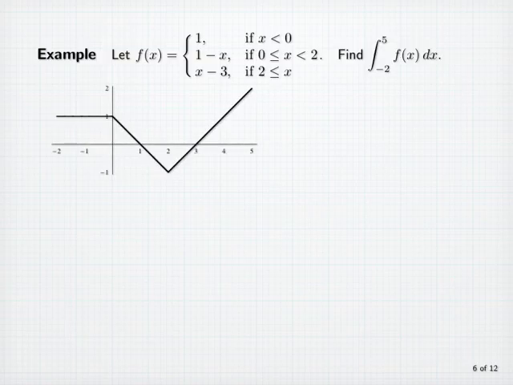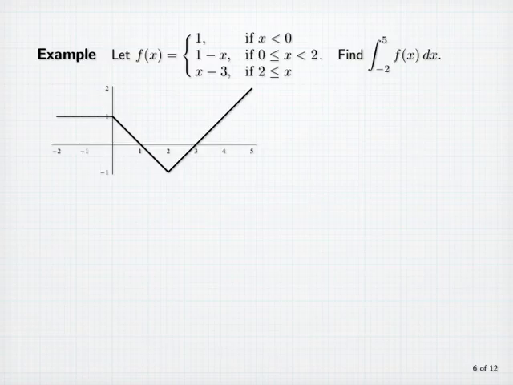Notice that for x less than 0, we have the horizontal line at y equals 1. When x is between 0 and 2, we have a line with y-intercept 1, x-intercept 1, and slope of minus 1. And for x greater than 2, we have a line with x-intercept 3 and slope 1.